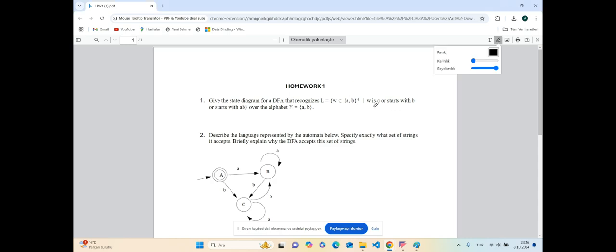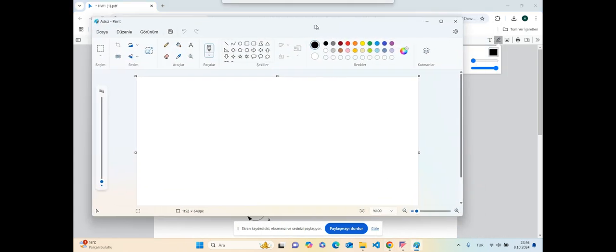Here we have three important points in this question. We can start with epsilon, or B, or AB. In this question, we will try to draw the state diagram. Let's draw it.